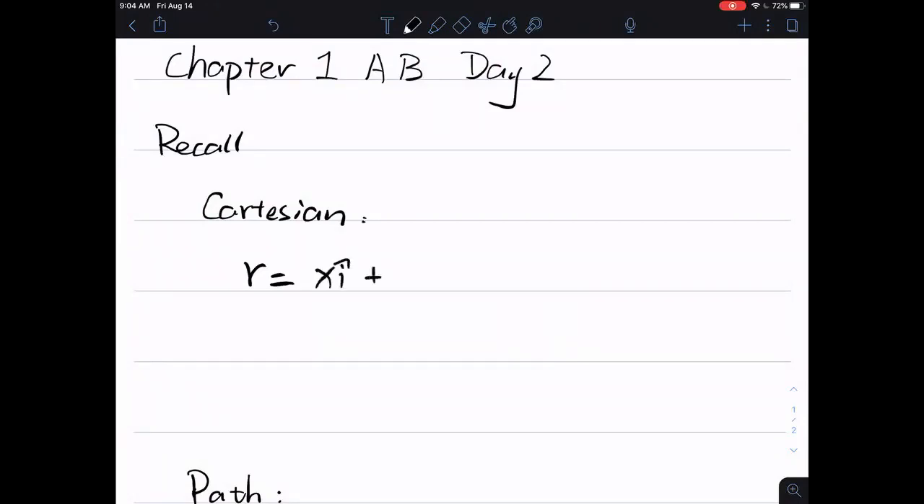x i plus y j. Is this right? Could someone correct my mistake? I made a mistake on purpose. R, what's wrong with R? Perfect. If you write this on your homework or exam, I'm sorry, I take all the points off.